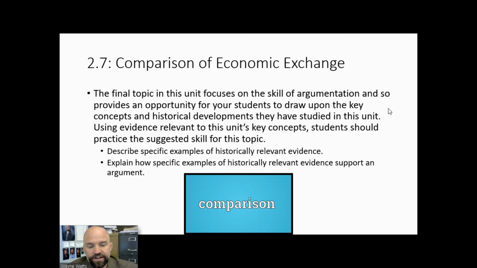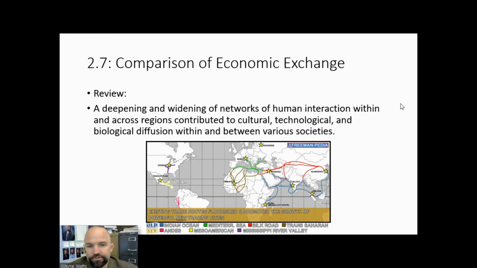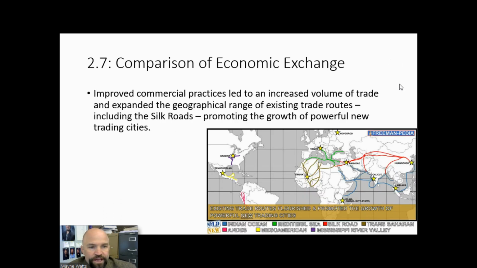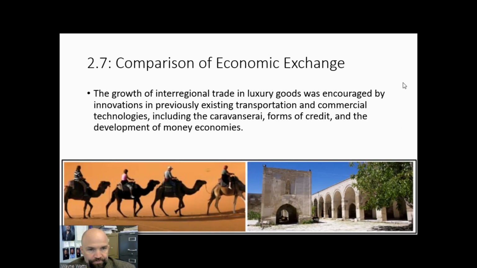So, key concept 2.7 is a brief review: a deepening and widening of networks of exchange and human interaction developed. Improved commercial practices led to an increased volume of trade. The growth of interregional trade in luxury goods was encouraged by innovations in previously existing transportation and commercial technologies, including the development of caravanserai, new forms of credit, and the development of money economies like the flying money or the paper money from China.